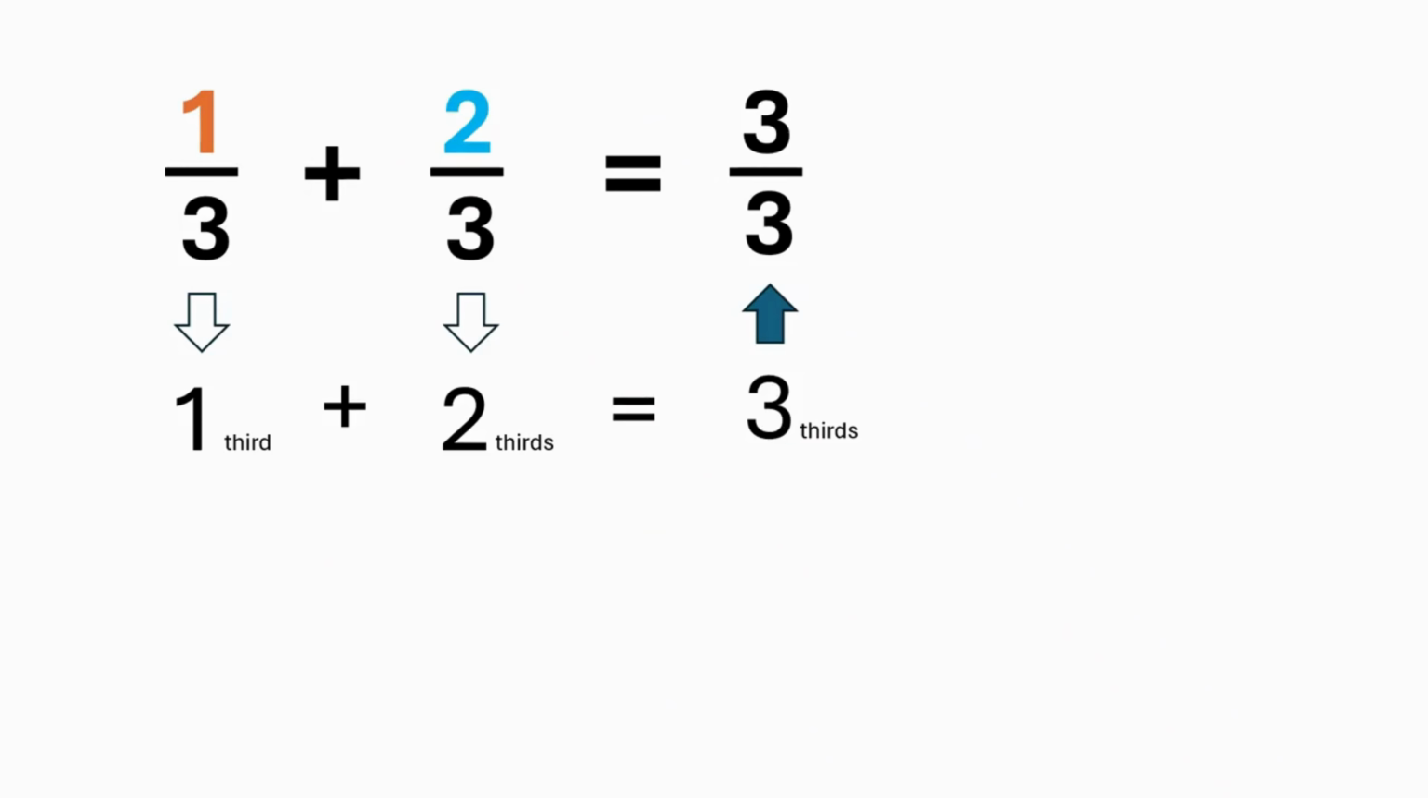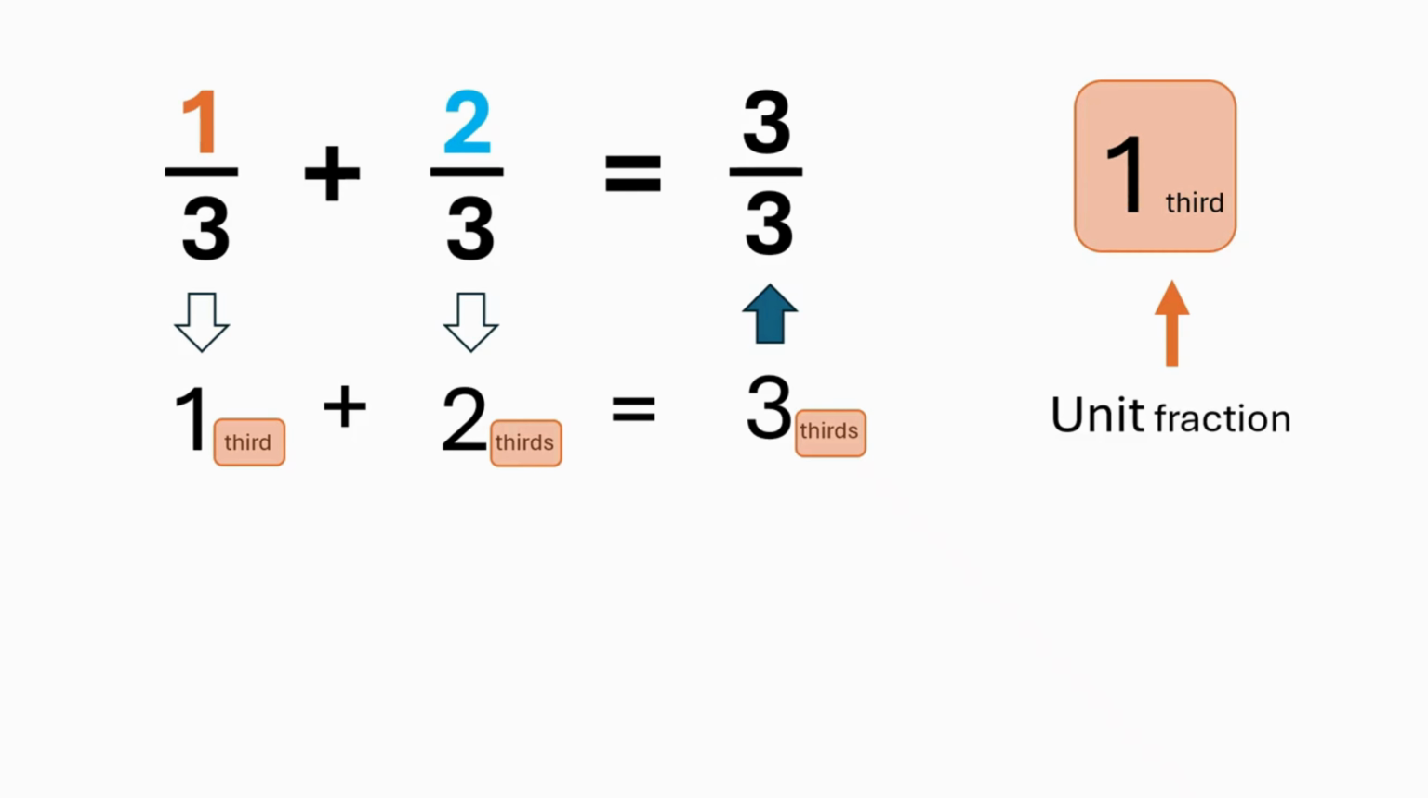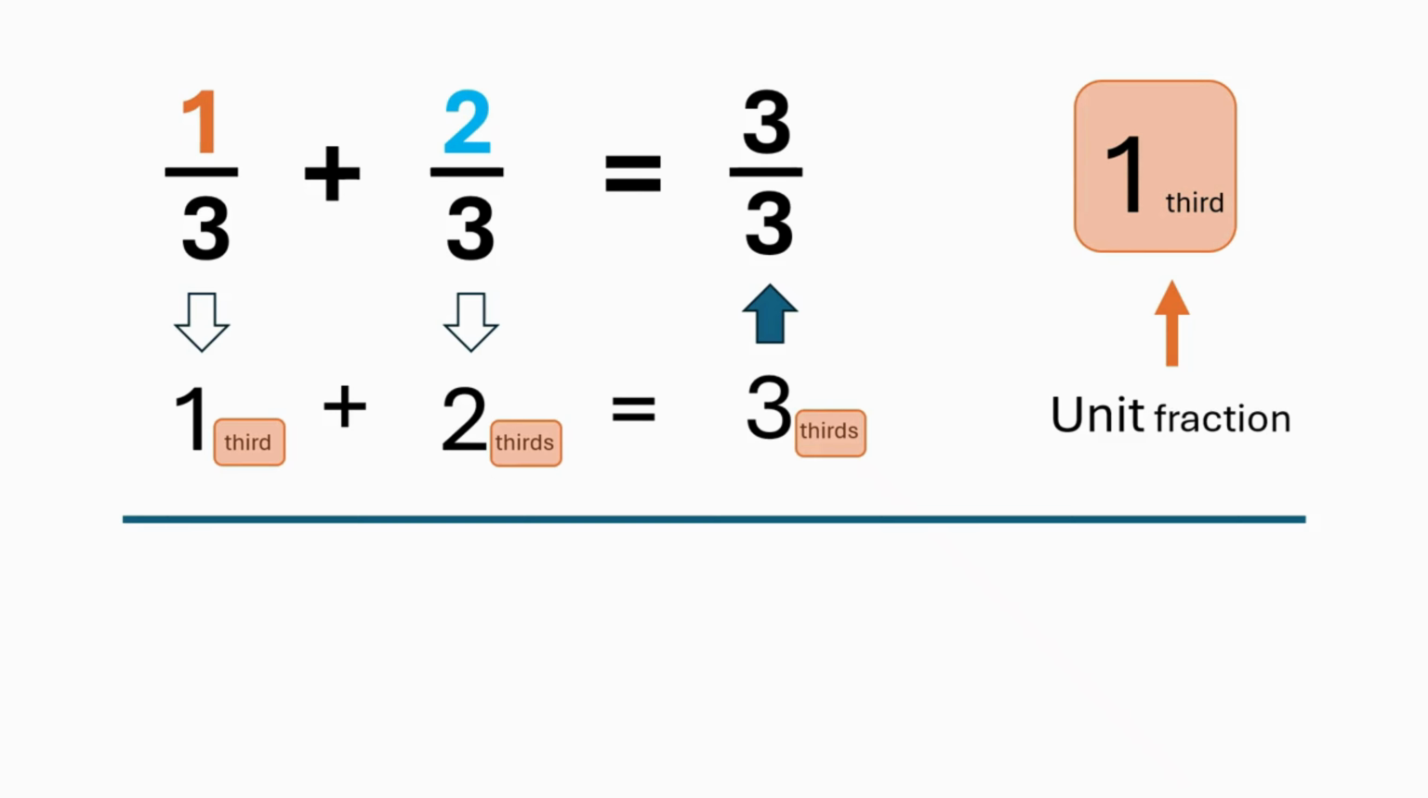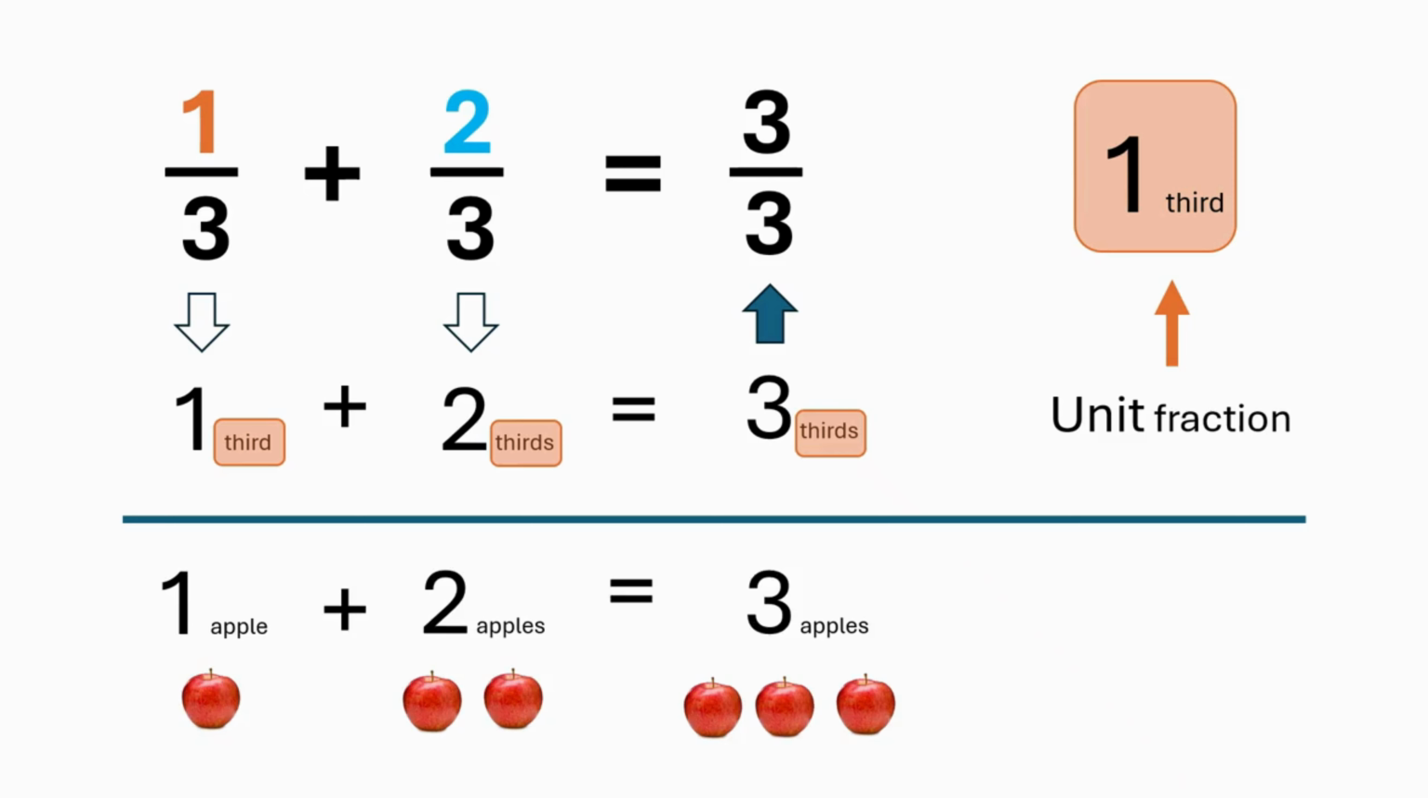This works because both fractions share the same unit fraction. In this case, 1/3 is the unit fraction. 1/3 plus 2/3 equals 3/3. It's just like saying 1 apple plus 2 apples equals 3 apples. 3 apples. Simple, right?